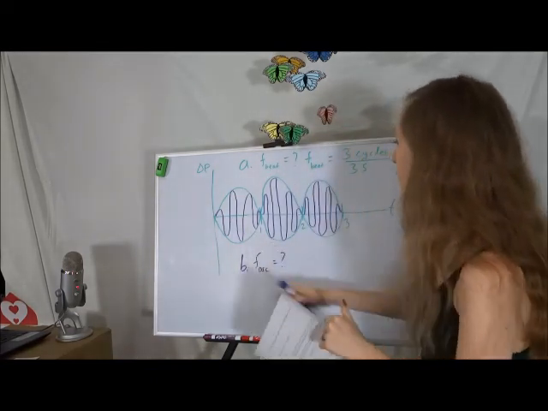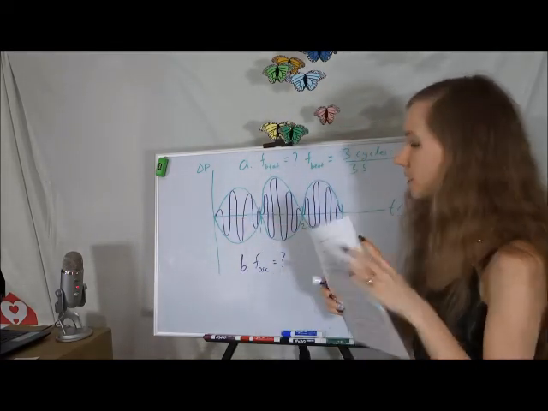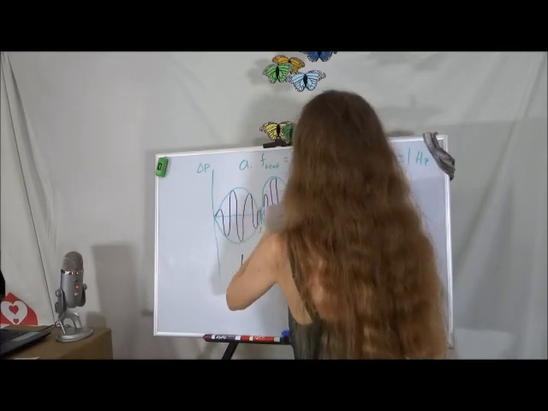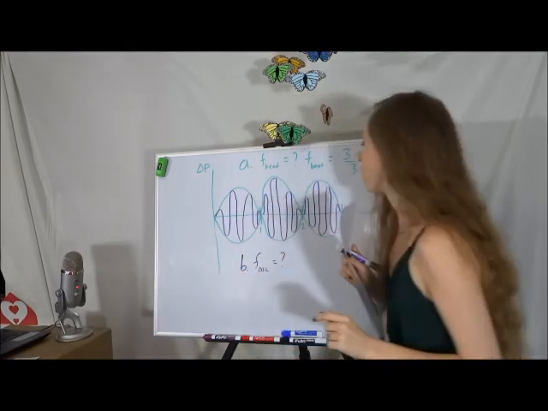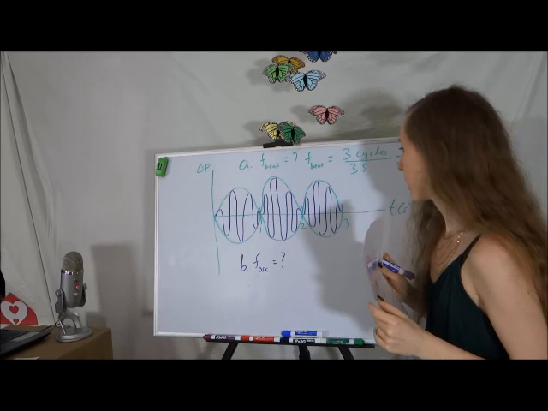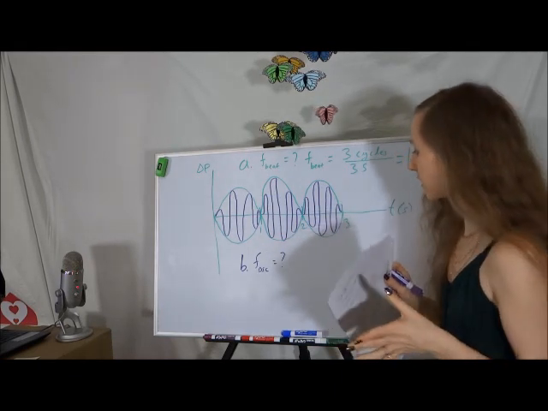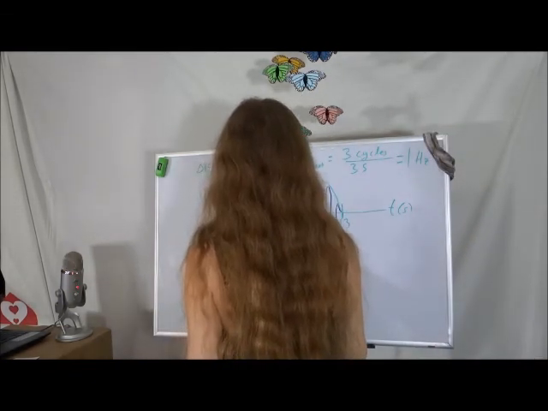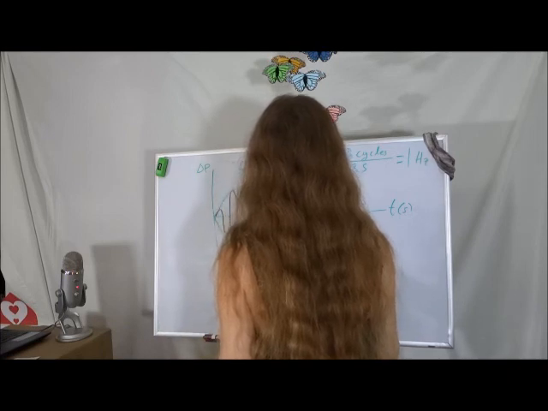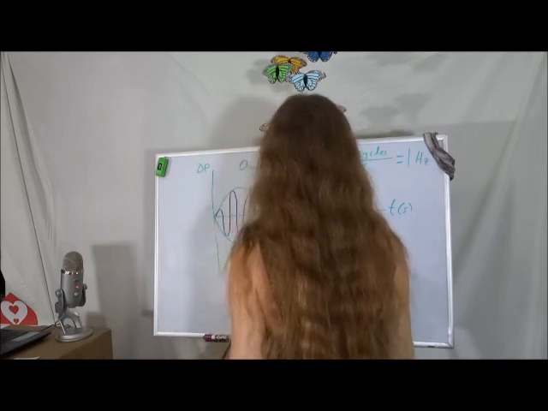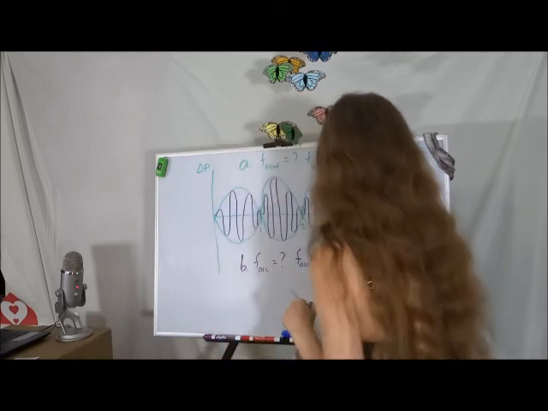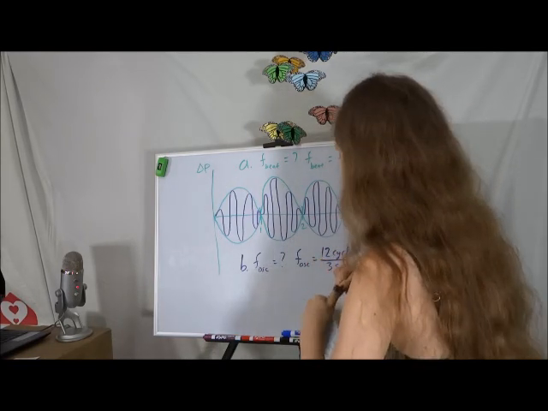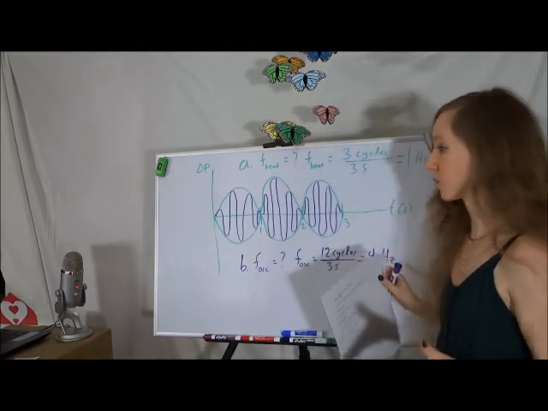Well, to do this, we have to count how many cycles there are of the purple lines. And so there's about 1, 2, 3, 4, 5, 6, 7, 8, 9, 10, 11, 12. Roughly 12 cycles in here. So that means we're going to have 12 cycles in 3 seconds, which is going to work out to be 4 hertz. So are there any questions on this part?